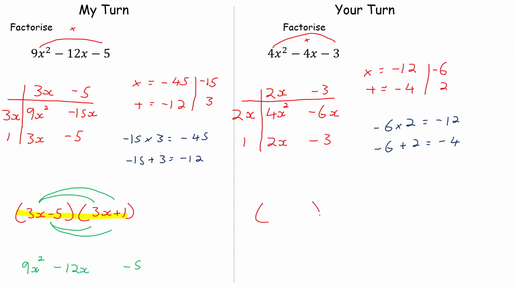And then from here, your two brackets, we can just write them out. It's going to be 2x take away 3, and 2x plus 1. And these here are your answers.